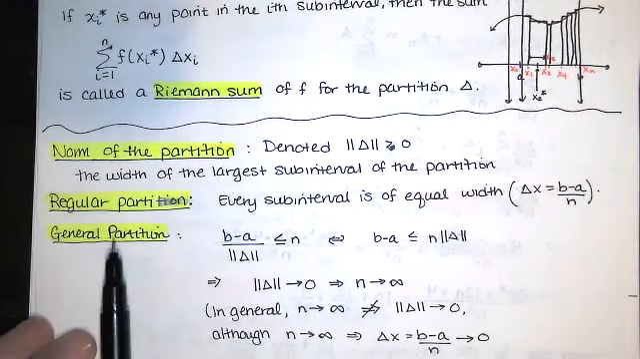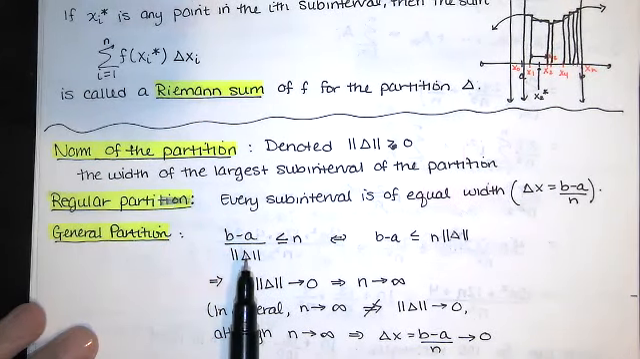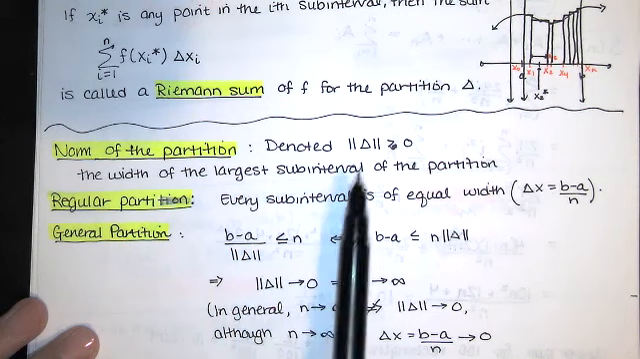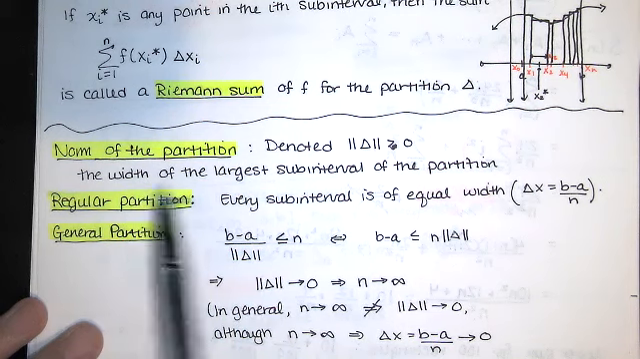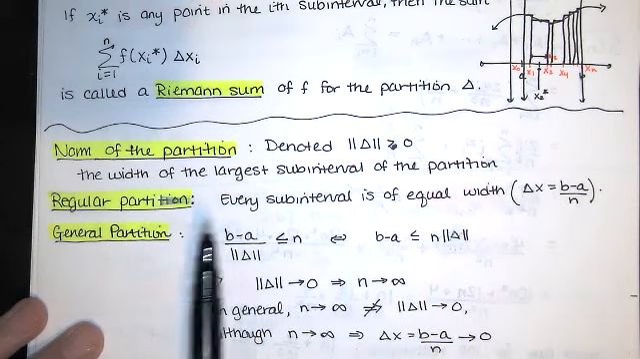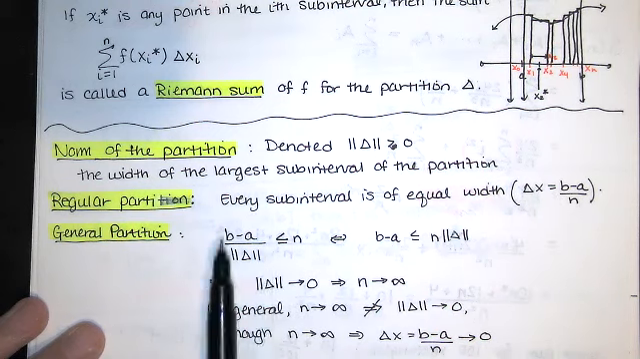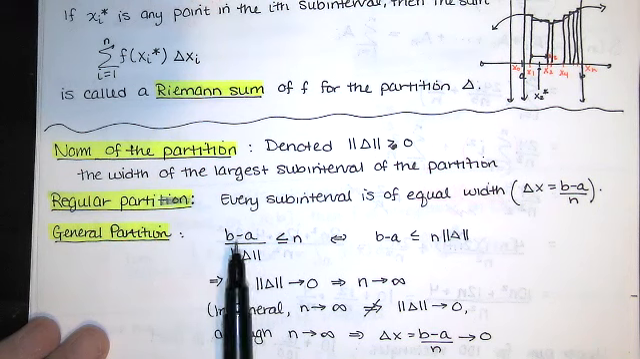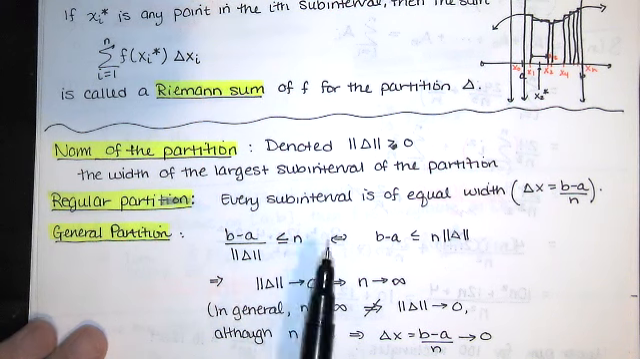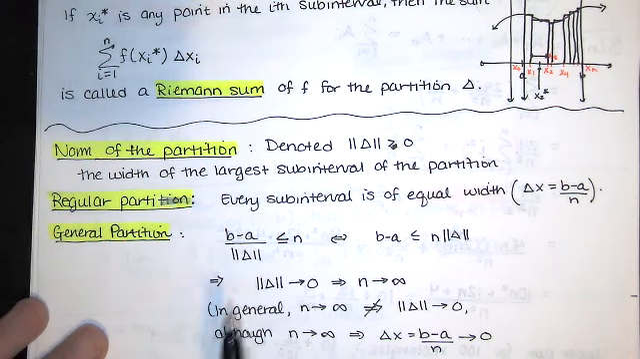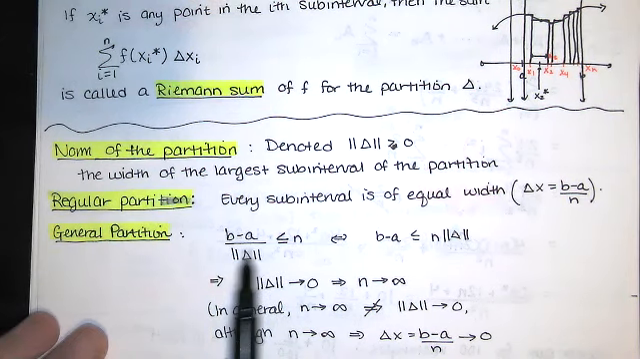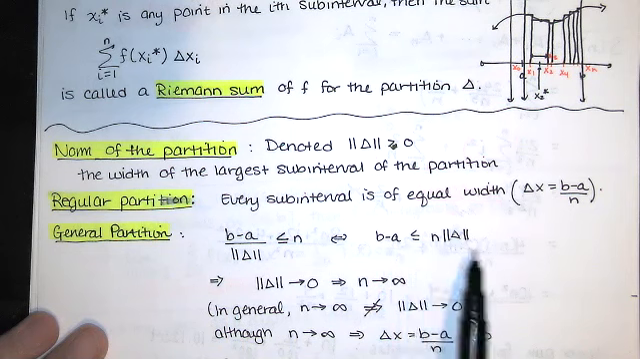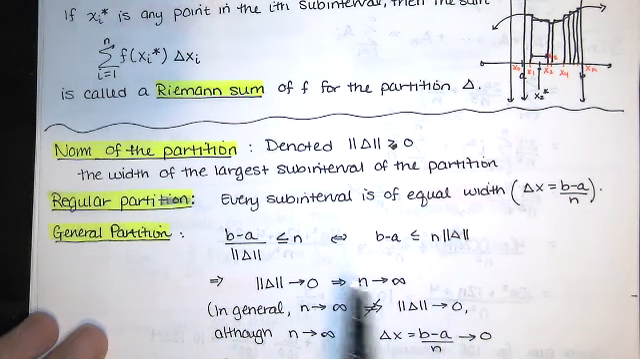Now, in general, for a general partition, the norm of the partition, which is the width of the largest subinterval, which happens to be delta x for your regular partition, satisfies this relationship. N is the number of rectangles that you're drawing. This is the width of the largest subinterval. And b minus a over that width is always less than or equal to n. Now this doesn't tell me much, but if I multiply both sides by this positive width, I get this. This actually makes sense to me.